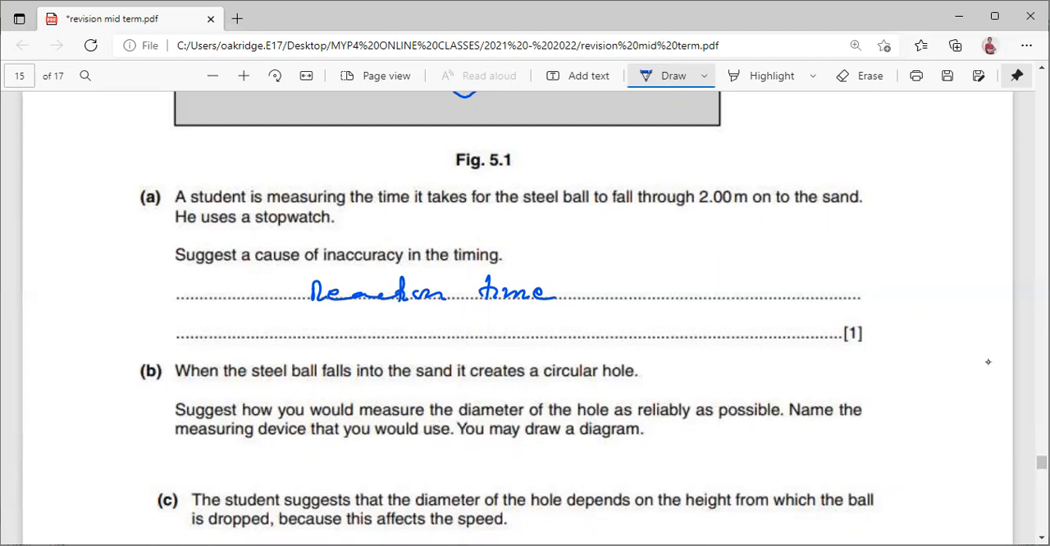Now let me zoom in. This is how the hole looks like in this way. This is my sand bed. It looks like this over here. So which apparatus will I use over here? Can you use a scale?